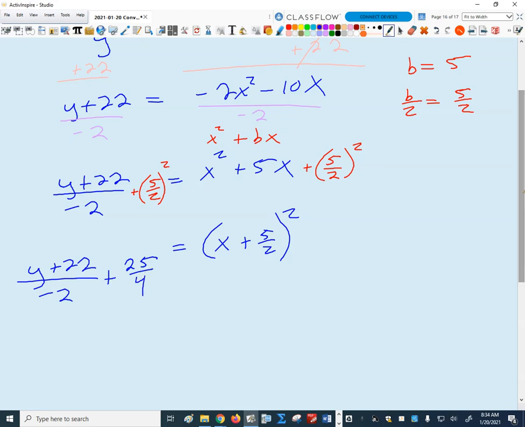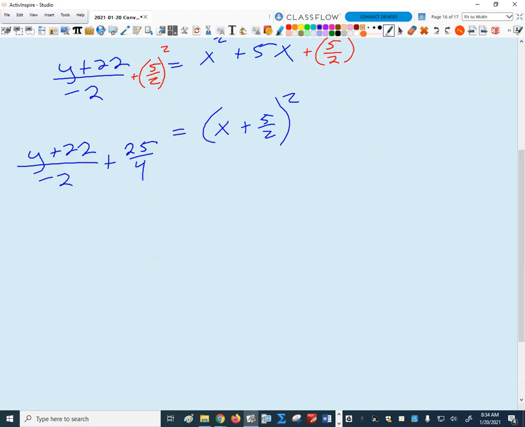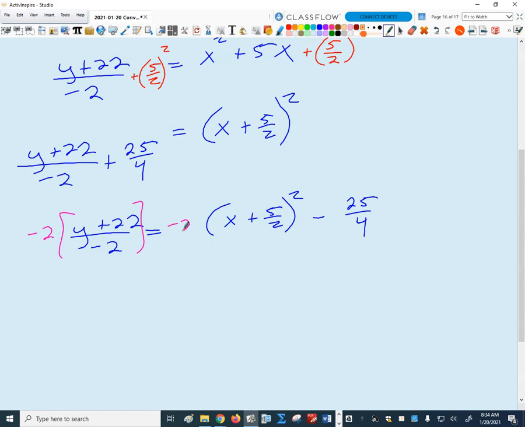So to get y by itself, first we're going to subtract 25 fourths from both sides. So that gives us the quantity x plus 5 halves squared minus 25 fourths. Now we've got to undo dividing by negative 2. So we're going to multiply each side by negative 2.